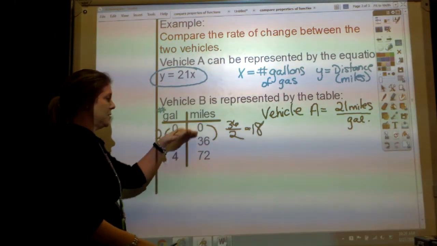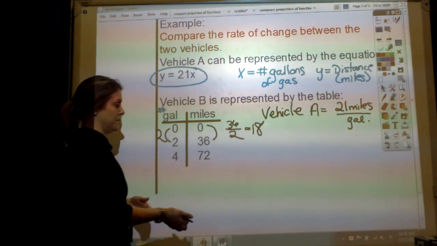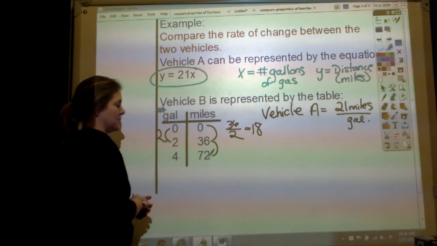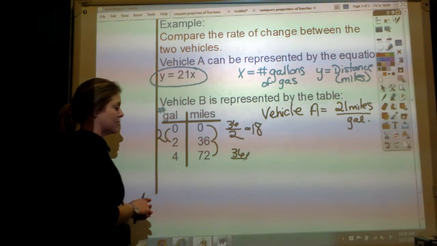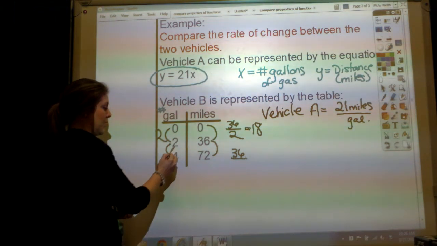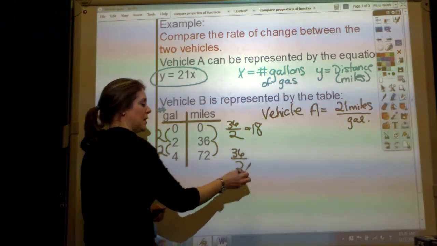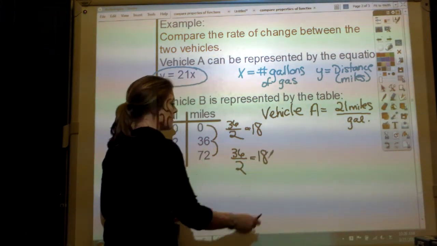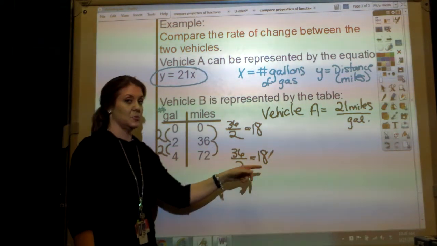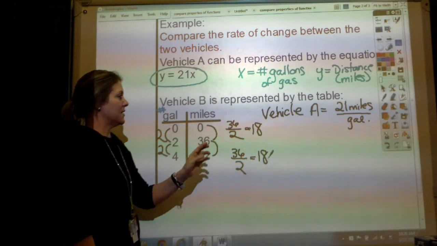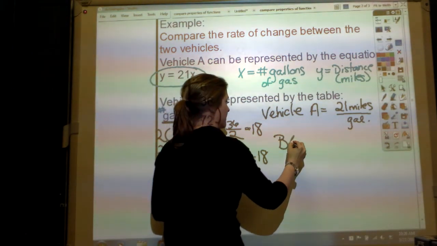Now let's look again just to make sure that this is going to be a linear function, meaning our rate of change will be constant. From 36 to 72, that's a difference or a change of a positive 36. From 2 to 4 gallons means an increase of 2 gallons. So it is going to be constant. And our rate of change for vehicle B is 18, which means vehicle B is getting 18 miles per gallon.